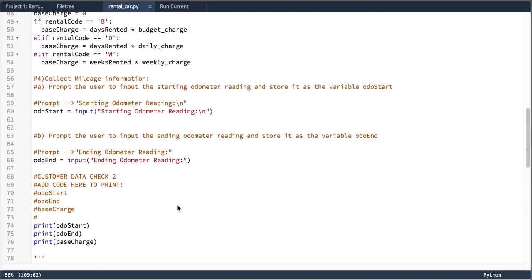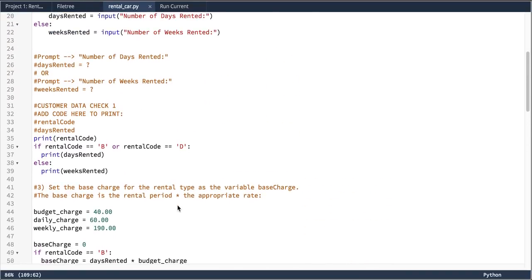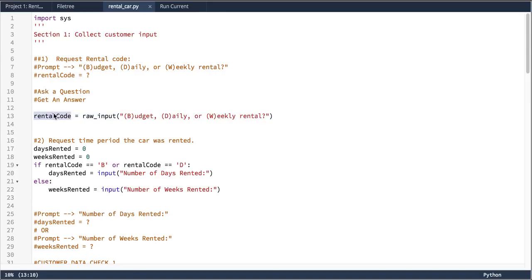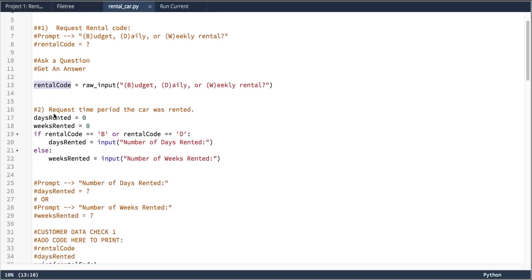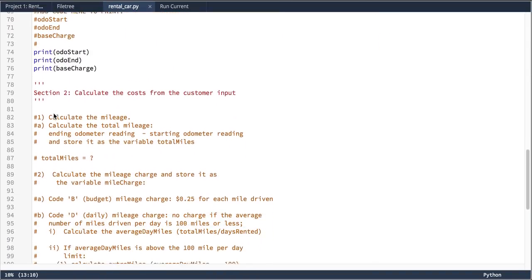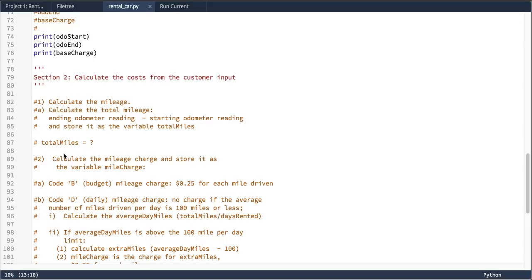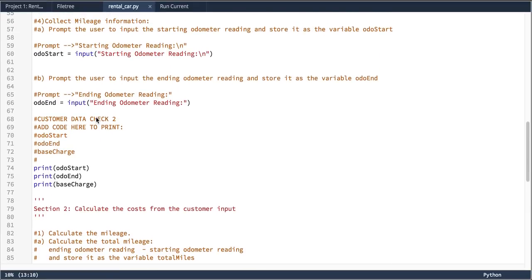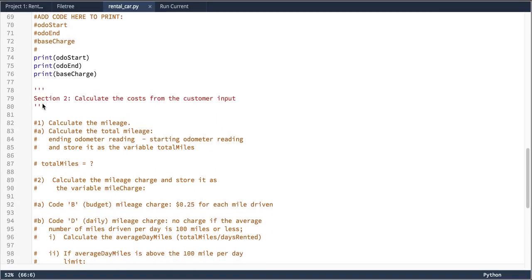We know what the user input for their type of rental was because we have the rental code. We asked them to tell us what the rental code was, all the way back up here at the top on line 13. Since this is in the global scope, we can go all the way down here and use that in these calculations. But first, we want to find out the miles driven. We got the odometer start reading here in line 60 and the odometer end reading in line 66.